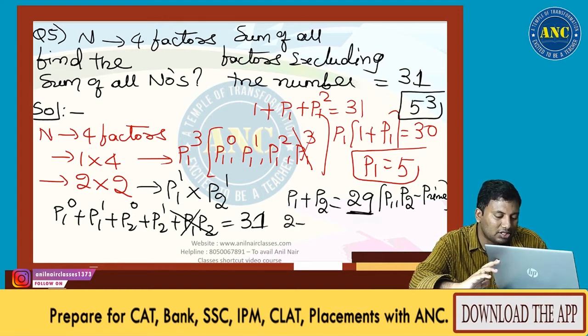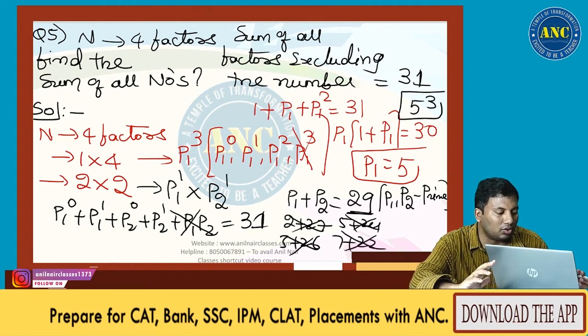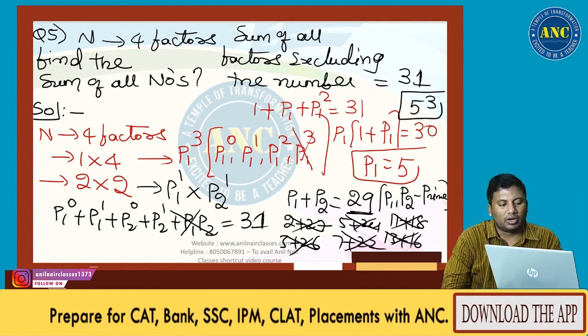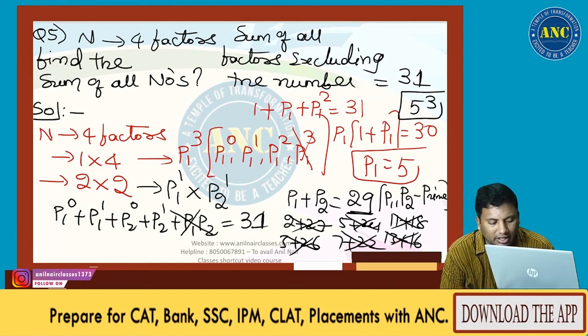29 means which cases? 2 plus 27 not possible. 3 plus 26 not possible. 5 plus 24 not possible. 7 plus 22 not possible. 9 plus 20 not possible. 11 plus 18 not possible. 13 plus 16 not possible. 17 plus 12 no. Which cases are possible? Just look into it and tell me which cases are possible. I hope it is clear, right? 5 power 3 we got. I think 2, 3, 5, 7, 11, 13. 17 plus 12 not possible.